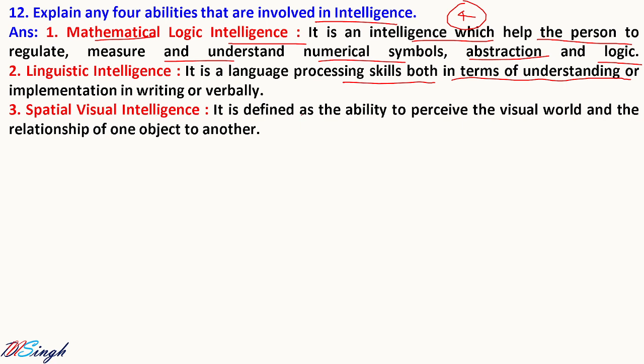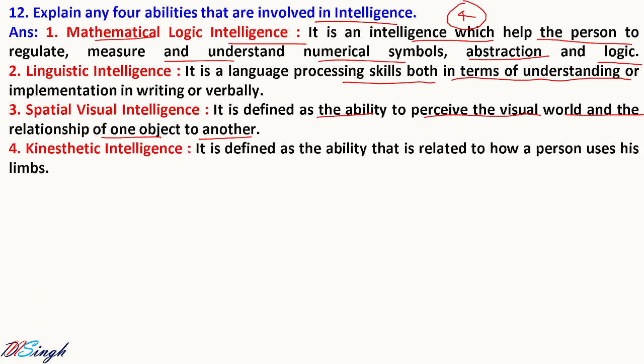Spatial or visual intelligence, it is defined as the ability to perceive the visual world and a relationship of one object to another. एक वस्तु की दूसरी वस्तु के साथ इस स्पाशियल वर्ल्ड में क्या रिलेशन है उसको समझना, जो उसे स्पाशियल विजुअल इंटेलिजेंस कहते हैं.